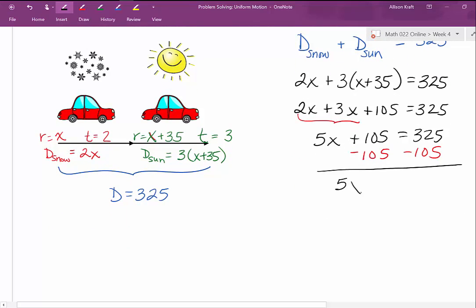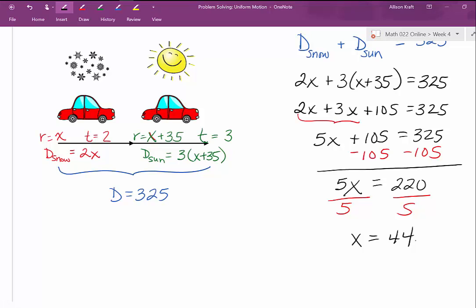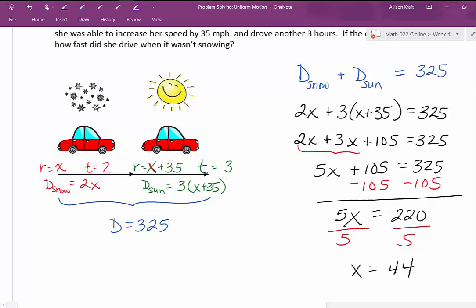That gives us 5x is equal to 220. Last thing to do to solve, we'll divide by our coefficient. We get x equal to 44. Now that we've solved the equation, we want to go back, reread our question, make sure we've answered the question that they're asking for.